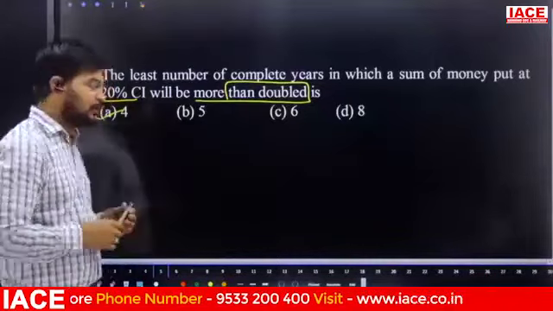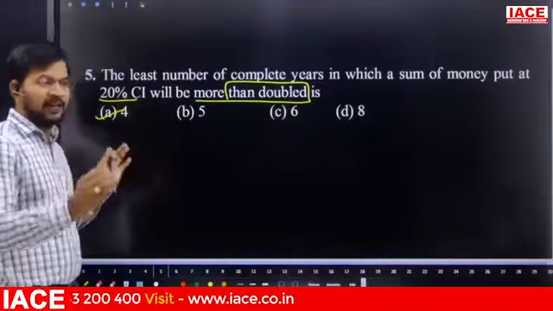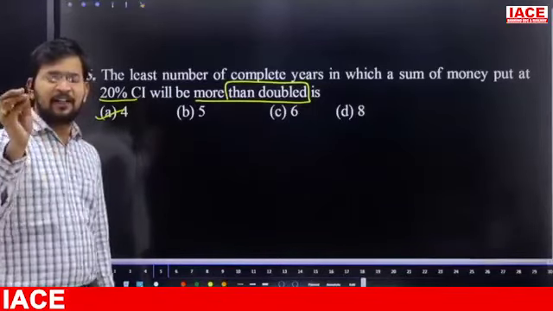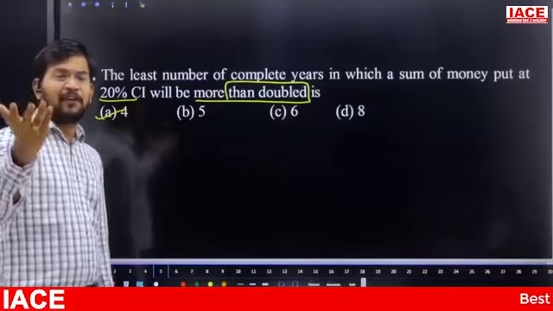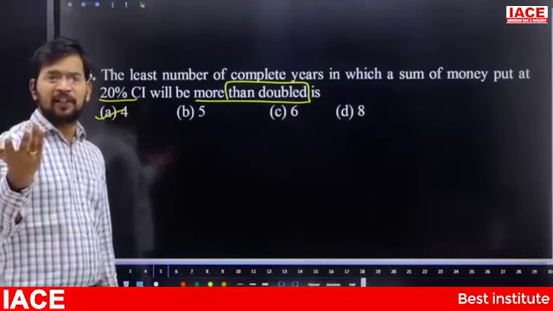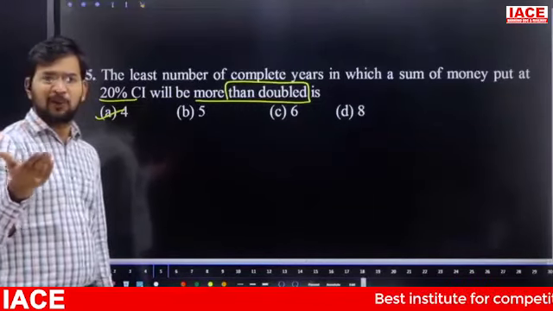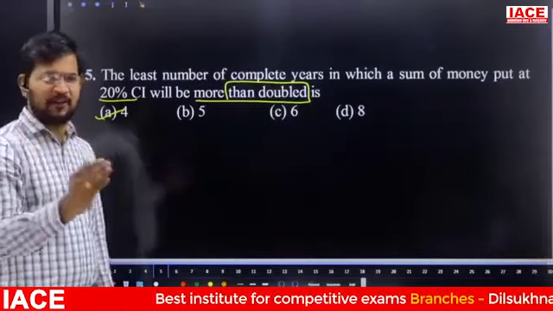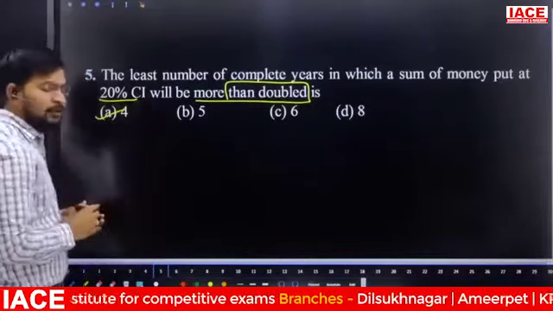Once again I will explain, don't worry. If you want the procedure, I will explain, but in the exam no need to write anything. Because simple interest takes 5 years, and compound interest will definitely take less time than simple interest, your answer is less than 5 years. If you want the procedure I will explain, but in the exam no need to do like that.